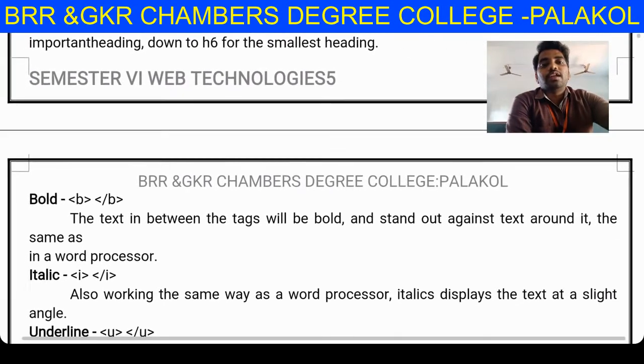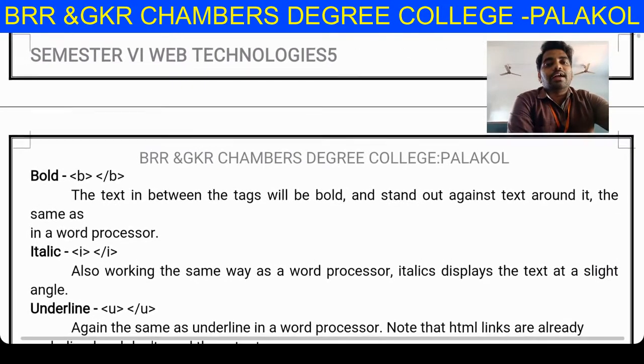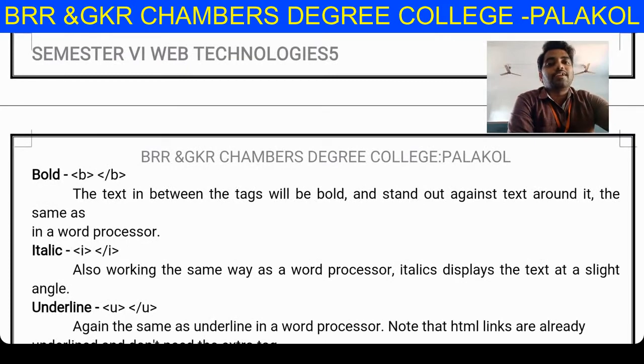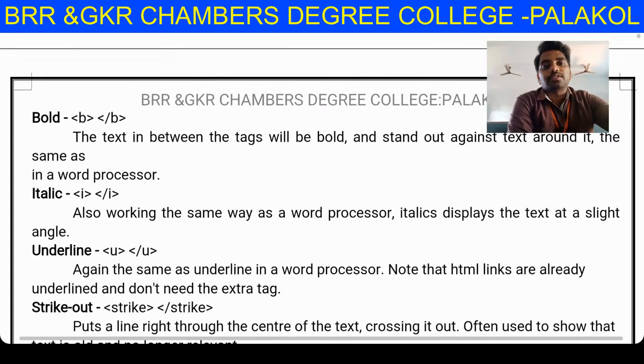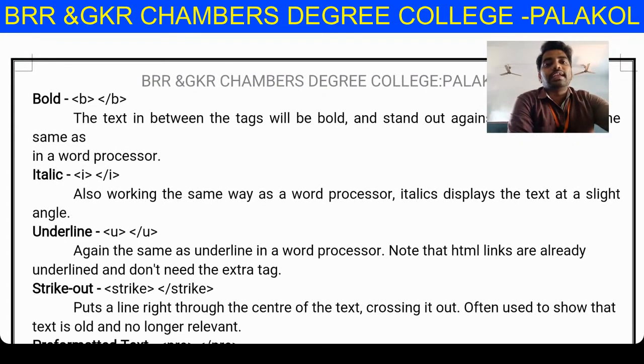Next one, bold. B tag open and b tag close. This is a pair tag. The information between the tags is made bold. The text between the tag will be bold, standing out against the text around it, the same as in a word processor. Next one, italic. It works in the same way, as in a word processor, italic displays the text slanted.